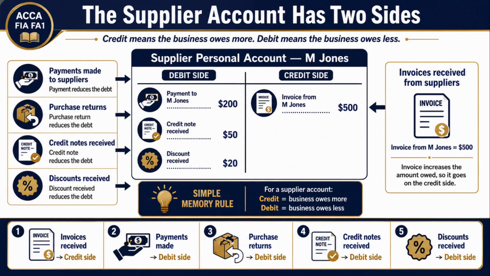When the business pays the supplier, the debt becomes smaller, so the payment goes on the debit side. Second, purchase returns or credit notes received. If the business returns goods to the supplier, or the supplier gives a credit note, the amount owed becomes smaller, so this goes on the debit side.